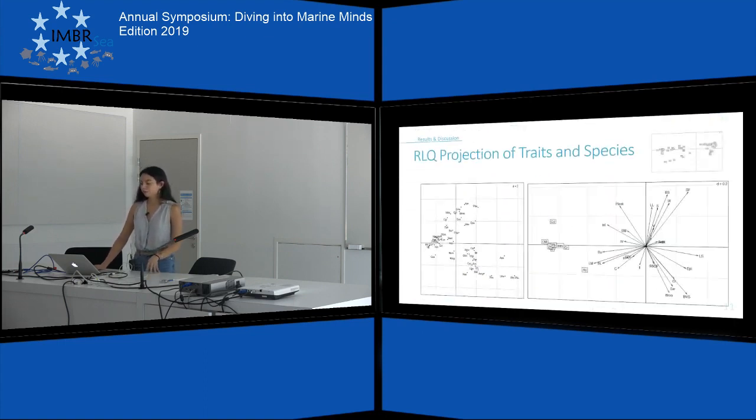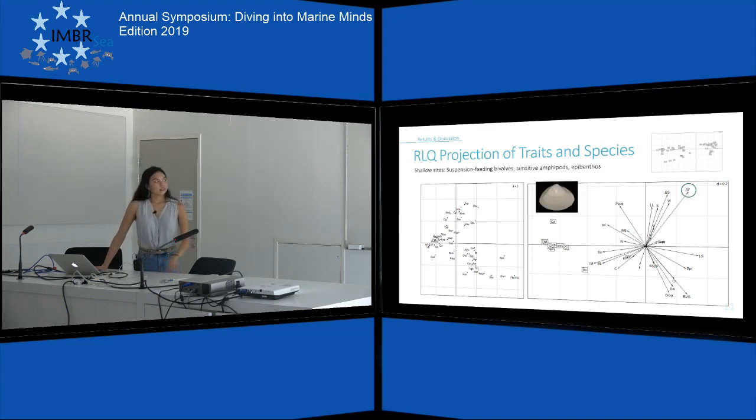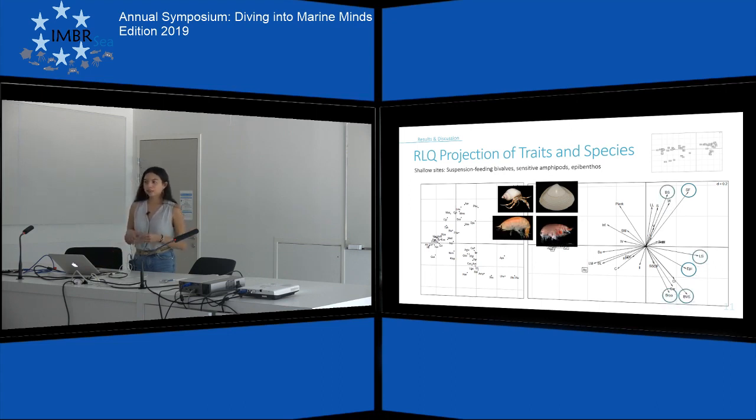If we have a look at the RLQ projection of traits and species, we again see typical relationships between biological traits and environmental conditions. Keep in mind that the right side of the graph is related to the shallow areas, which had coarser sand and lower organic matter, whereas the left side of the graph was representative of the deep areas, which had higher organic matter and metal concentrations. So in the shallow areas, there were more suspension feeders, such as Spisula solida. There were also more epibenthic organisms, such as this hermit crab, Diogenes pugilator. And there were also more short-lived, small brooding organisms, represented by amphipods of the genera Eurothoe and Photis.